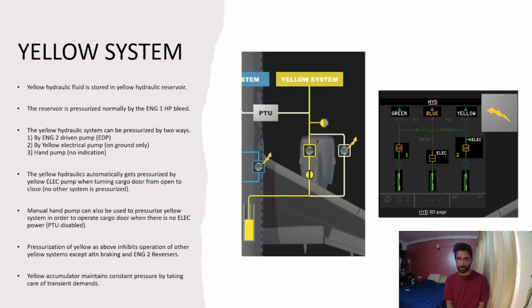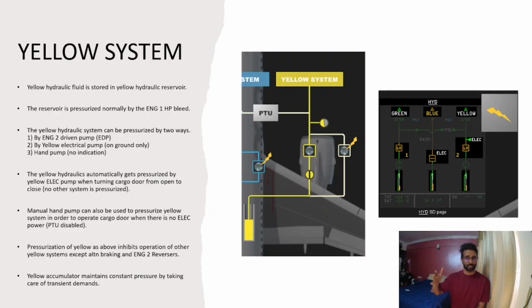When the cargo doors are turned on, what will happen is this cargo door switch will trigger the yellow pump to turn on. Okay, so the ground crew just flicks a selector valve. It will go from close to open the cargo door. The command is sent to the electric pump. The electric pump automatically runs and it will pressurize the yellow system. In this case, it will only pressurize the yellow system. In other cases, it will pressurize the green system, but we'll talk about it later. So only the yellow system gets pressurized when the cargo doors are opening.